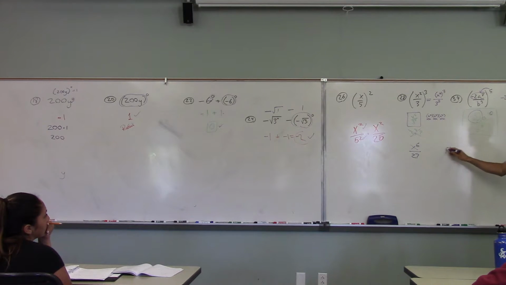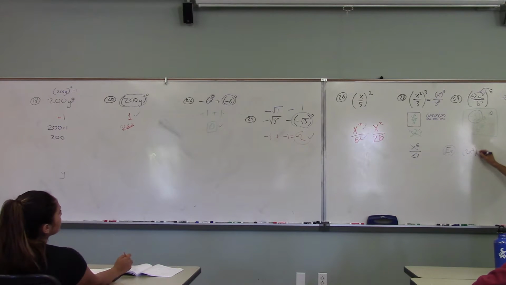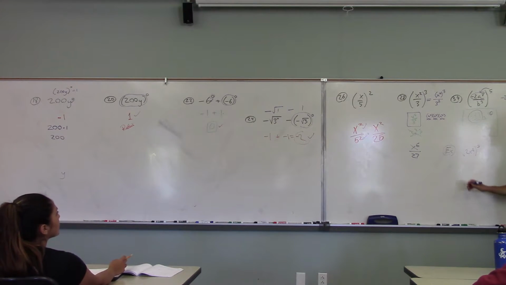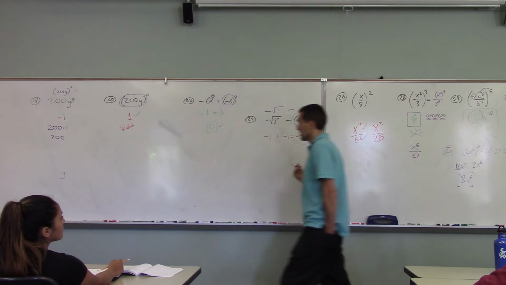For example, I might give a problem like 2x squared to the third power, and a lot of people would mistakenly say it's 2x to the 6th, and they would only worry about the variable. But correctly, it would be 8x to the 6th, because it would be 2x squared times 2x squared times 2x squared. So 2 times 2 times 2 is 8. So that was good. You guys did really well for a first attempt.